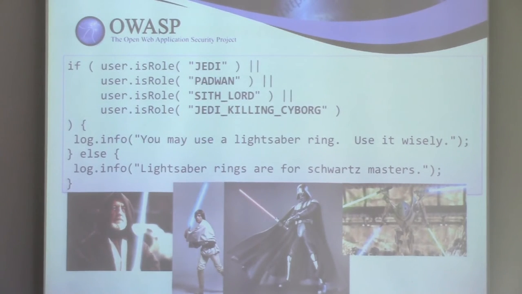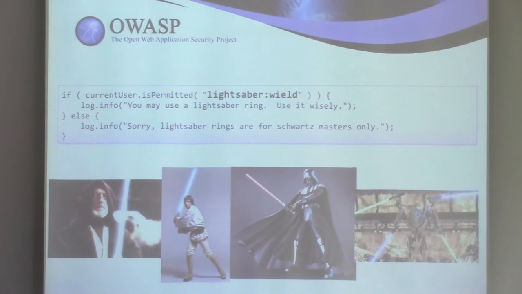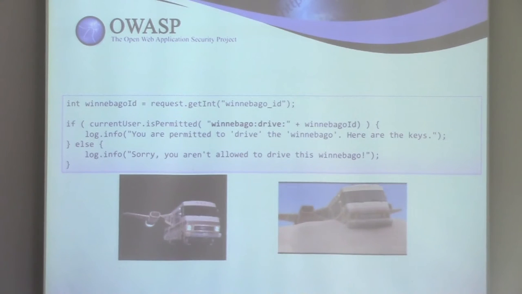We have got to get away from this and move to a permission model. Compare it to this, where I have this hard-coded in the app in 5,000 places. Instead: if the user is permitted to wield a lightsaber, let him do it. I look up that permission, see if they have entitlements for it, and maybe there are roles in the back-end system, but not for enforcement points. Things like Apache Shiro do this natively.